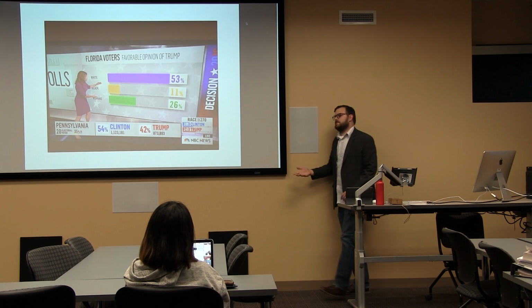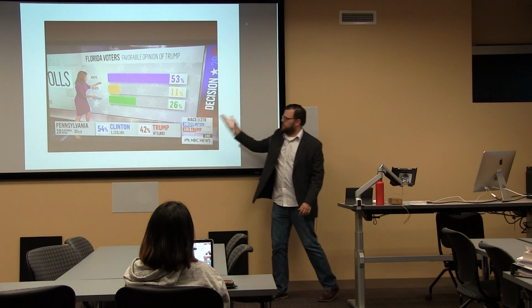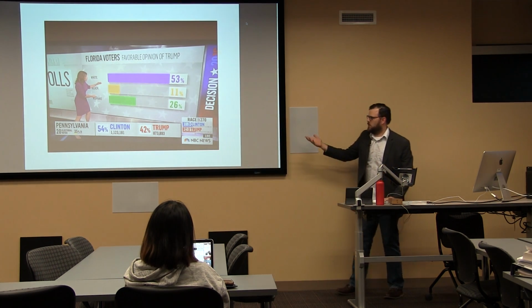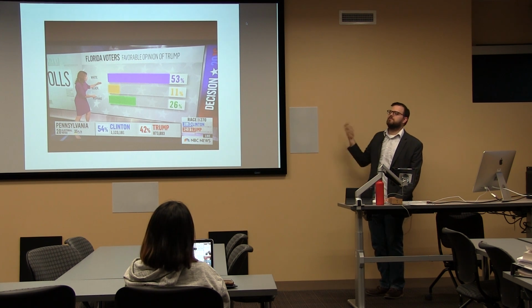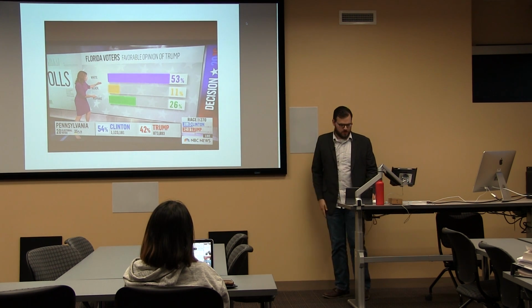But it's encoding something, right? It's making it look like white voters are overwhelmingly, in this case they are overwhelmingly, but it implies something greater than what's actually here in the data.